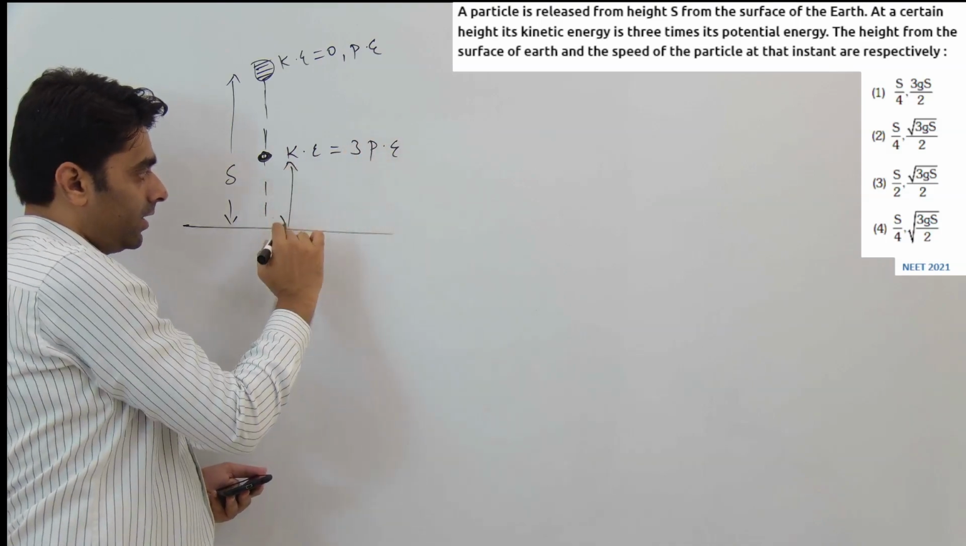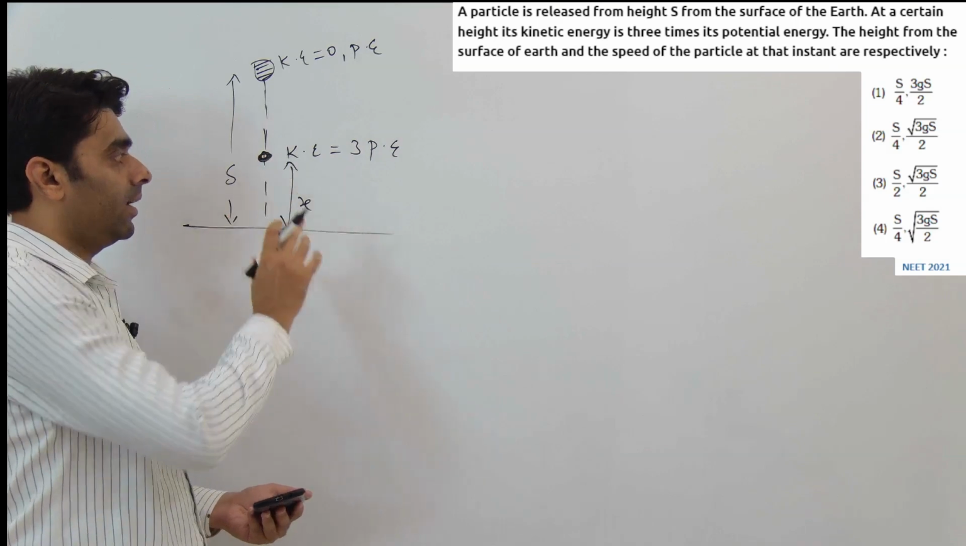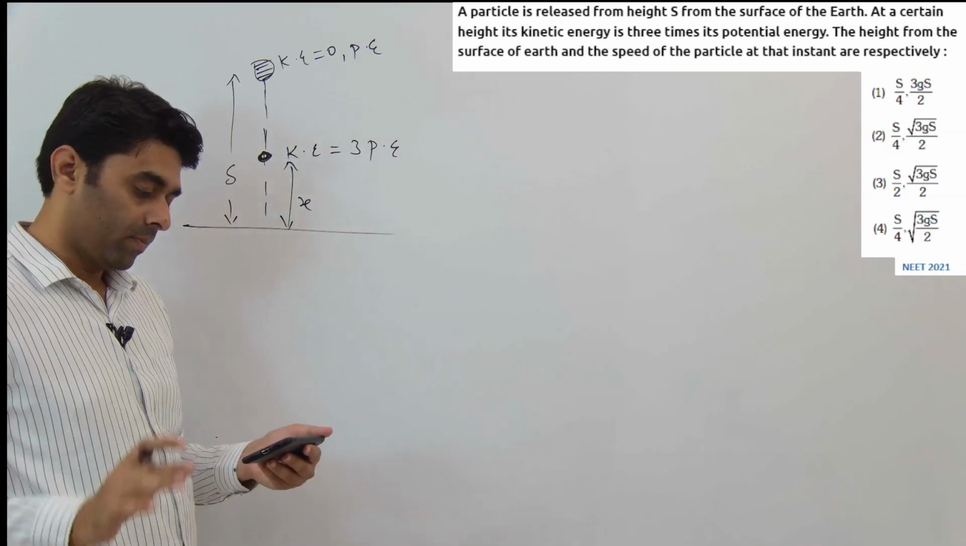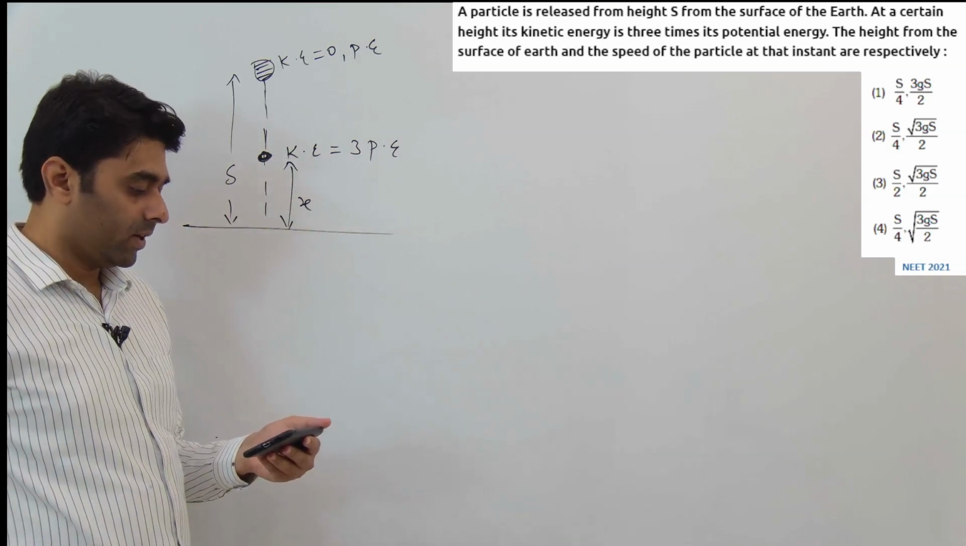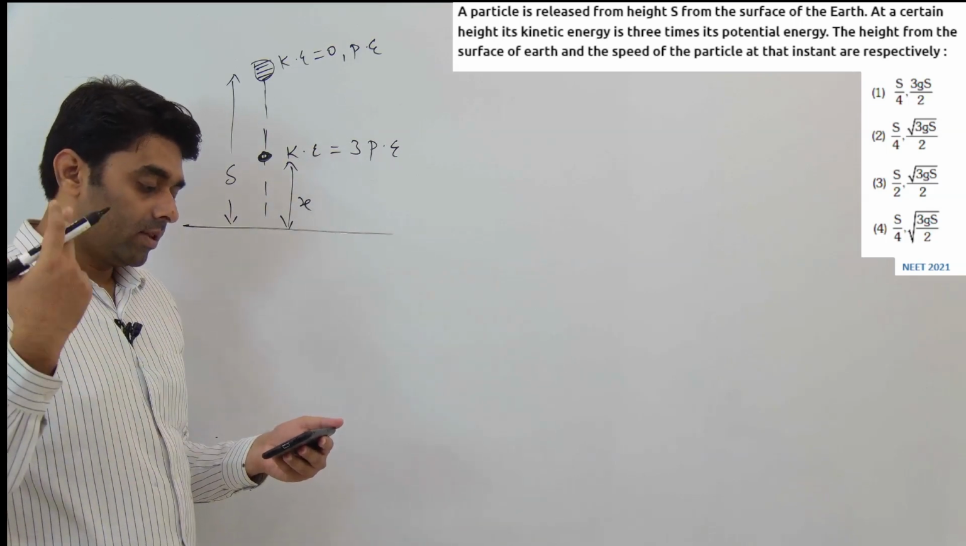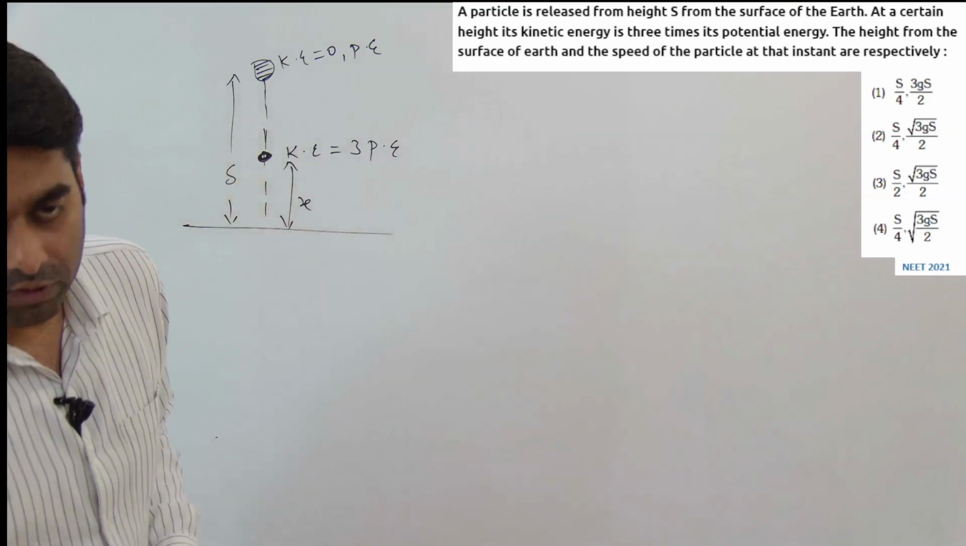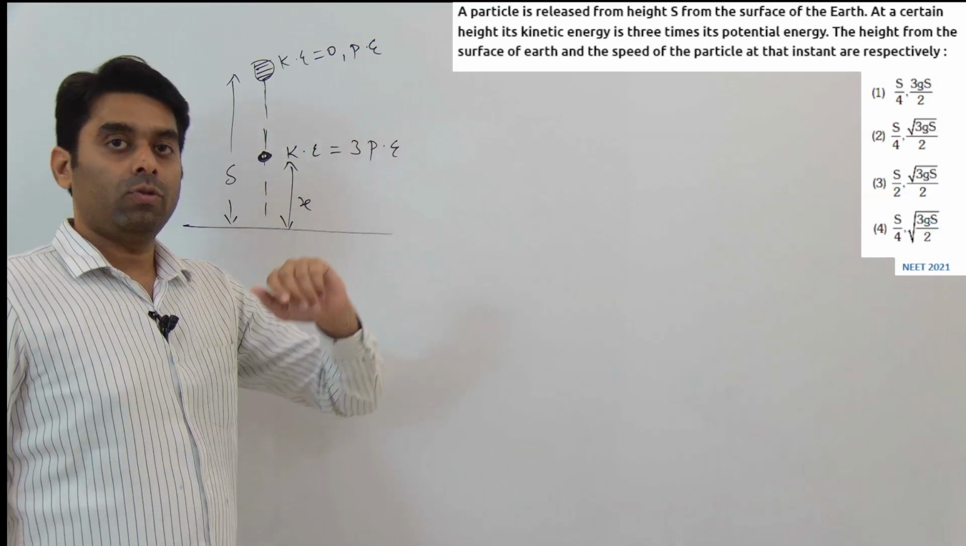Let's say that at this point the height from ground is x. We are considering that at this point the height from ground is x. Next, it says the height from the surface of earth, that means they are asking us x, and the speed of the particle at that instant. Okay, now this question you can do by kinematics also.